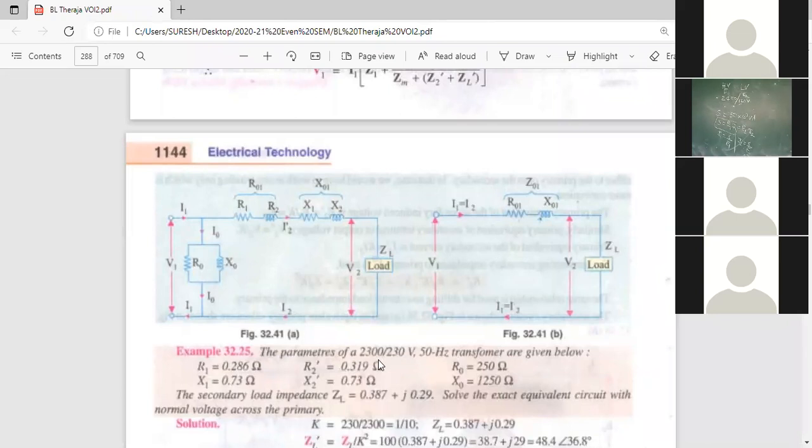This R01 is equal to R1 plus R2 dash. In your notebook, write down R2 dash. They are giving only R2. Is it giving R2 dash? It is not visible to me. Okay, they have given R2, not dash. R01 is equal to R1 plus R2 dash, that is. X01 is equal to X1 plus X2 dash.